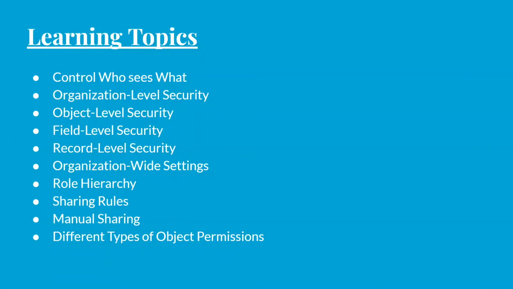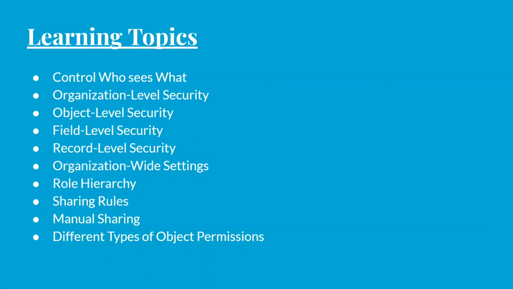And then under record level security, there are four ways of configuring record level security in Salesforce. The first one is organization wide settings. The second is role hierarchy. The third is sharing rules, and the fourth one is manual sharing. And then at the end, we will see different types of object permissions.